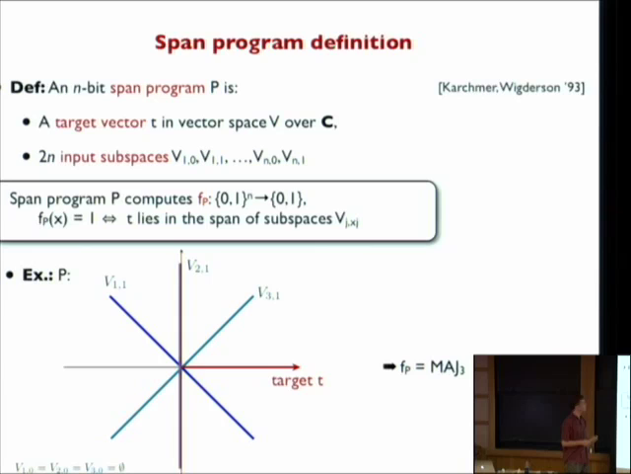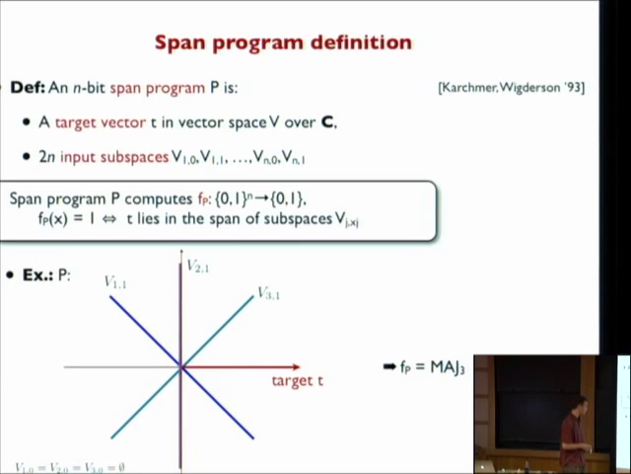We say that it computes a function, f sub p. f sub p evaluates to 1 exactly when the target vector lies in the span of the subspaces that are available to you, the span of the subspaces v_{j,x_j}. So if x1 is equal to 1, you're allowed to use v11, but not v10. You're allowed to use all these vectors and take a linear combination of them, and your goal is to reach the target. If you can, you say the function evaluates to 1.